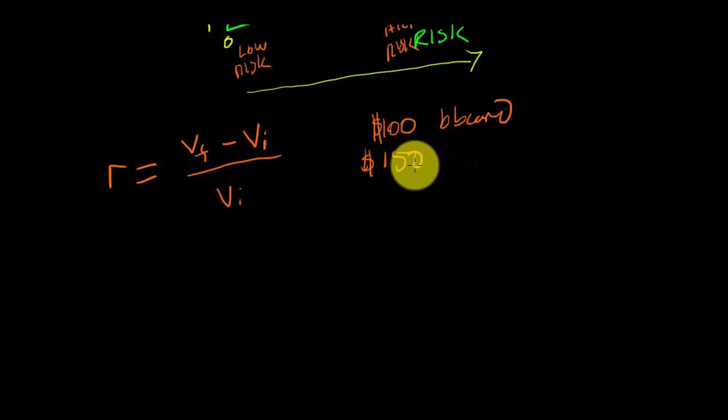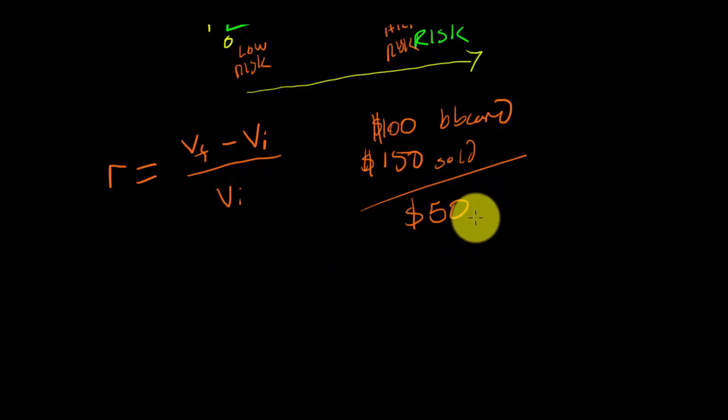Okay, you bought it at 100, you sold it at 150, and you think to yourself, well, my return is $50. And that's correct. Your actual return, or your capital gain, or your dollar return is 50 bucks. But what is your percent return? Well, it's 50%. Well, how do you know it's 50%?